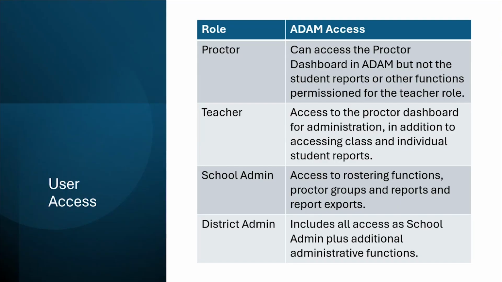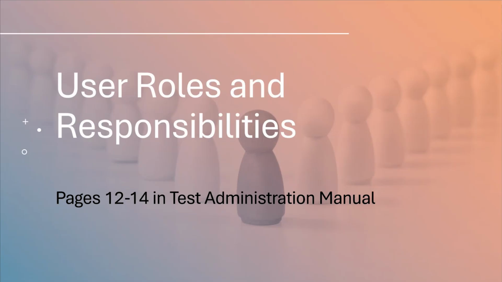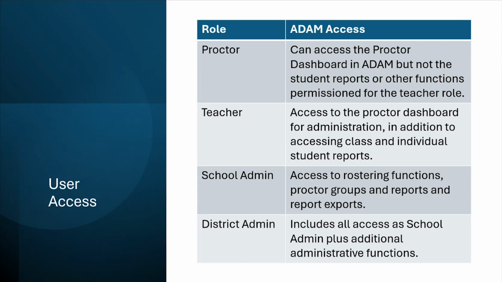And again, you'll find these on pages 12 to 14 in the TAM, the Test Administration Manual. There are four main roles, stakeholders in the testing process. The proctor will be the individual that is in the classroom while students are testing. They'll have a dashboard on their screen which will show the students and the progress they're making and different things that you have to pay attention to. Again, we'll go over all of those.